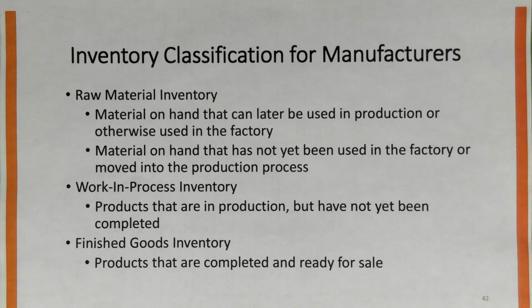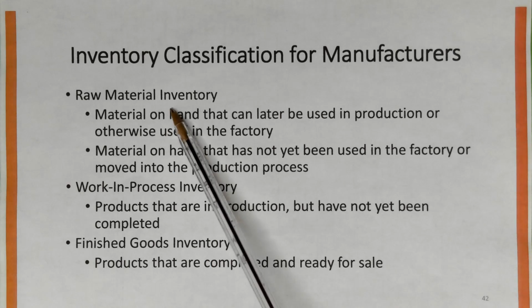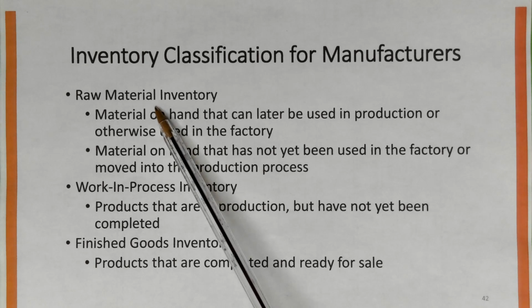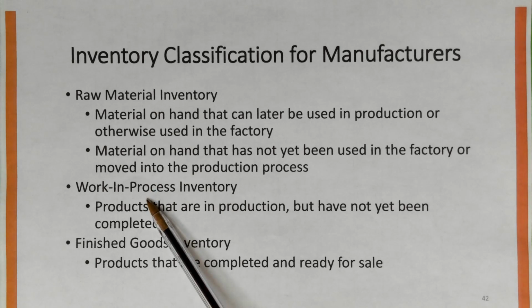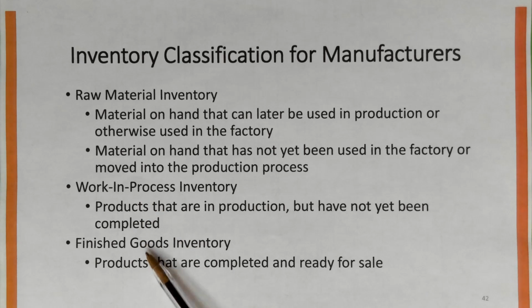So when we first buy material, it goes into raw material inventory, and then as we put it into production, it becomes part of our work in process inventory, and finally, once it's completed, it's transferred to finished goods inventory where it awaits sale to customers.